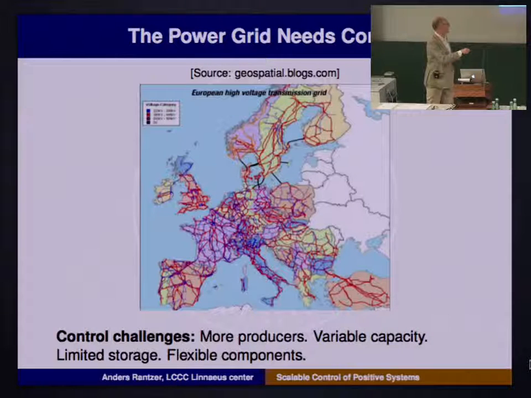Also, there are many new components introduced on the grid to save power locally, but that at the same time make the control of the entire grid more difficult, because effectively they become like negative resistances and help to destabilize rather than stabilize the grid.